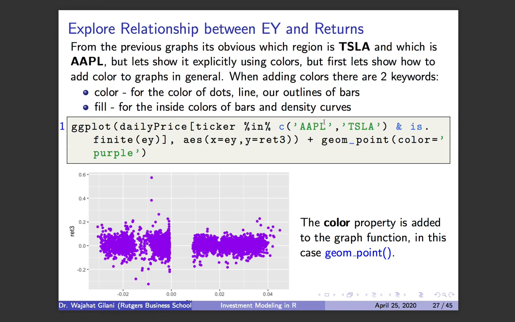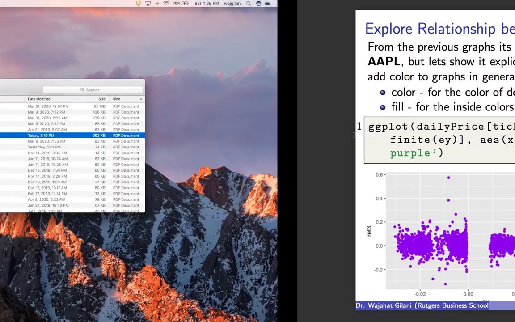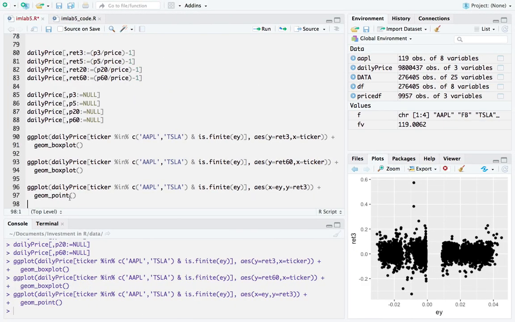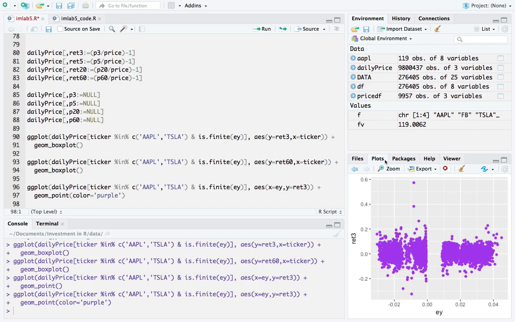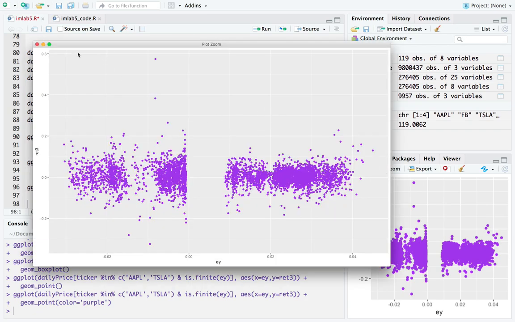All right, let's change the color up here again. Again, we can use that color property. We'll add it to geom point. And here I'm setting this up because I want to start showing you how we change the color based on different values. So here, if I make this purple, all right, we have a nice purple cluster.